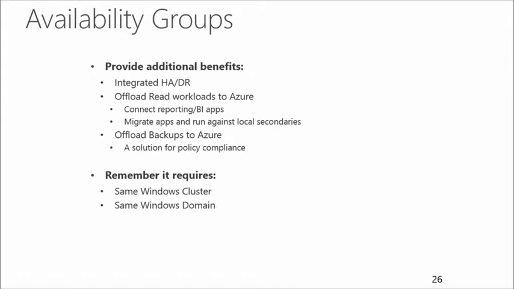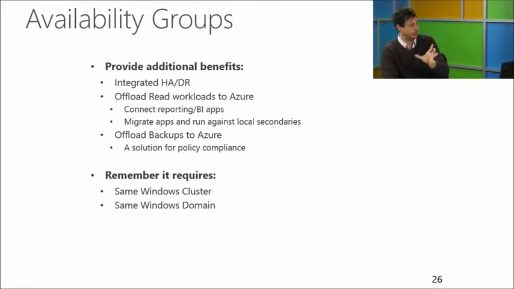You can offload backups to Azure. Again, this is a very powerful capability. Many customers would like to have backups outside of the data center so that they're always available in case the data center becomes unavailable and they can go back in time, for example, to a restore. They can do this by taking some of these backups on the secondary replicas of an availability group. So, powerful capability.